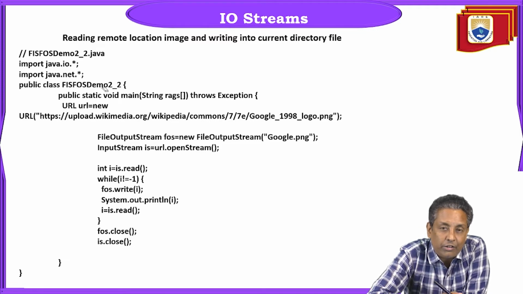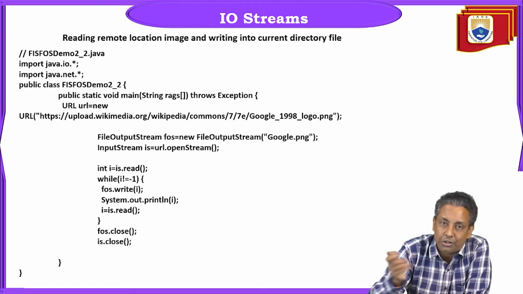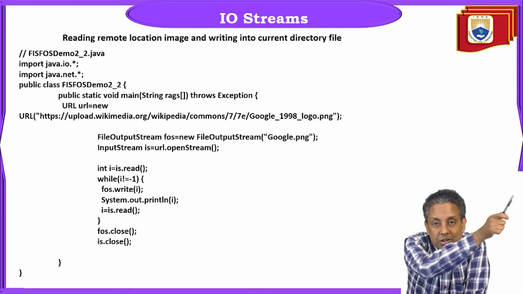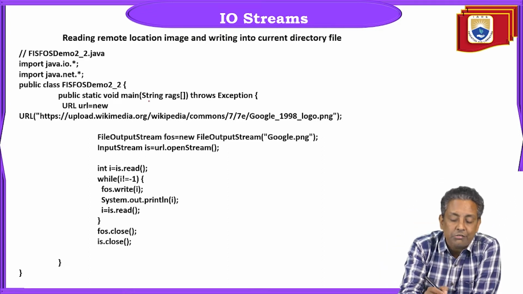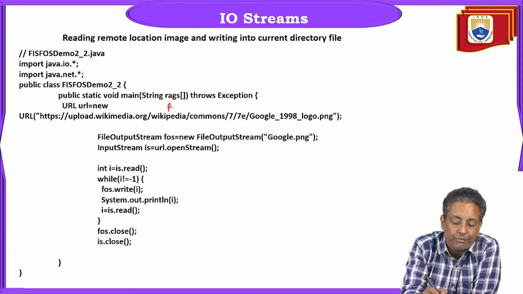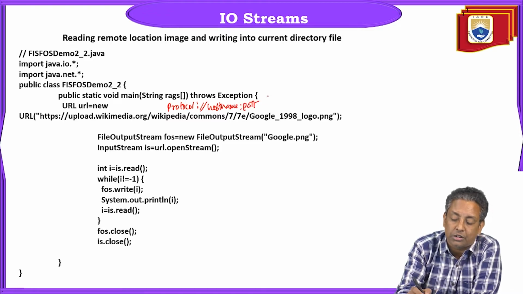What is the difference between path and URL? Path points to your local directory. URL points to a remote location. That is why a URL always consists of a protocol. Various parts of the URL: protocol, colon, slash slash, host name, colon, port number. Host name, colon, port number together, then slash, directory, slash, file.